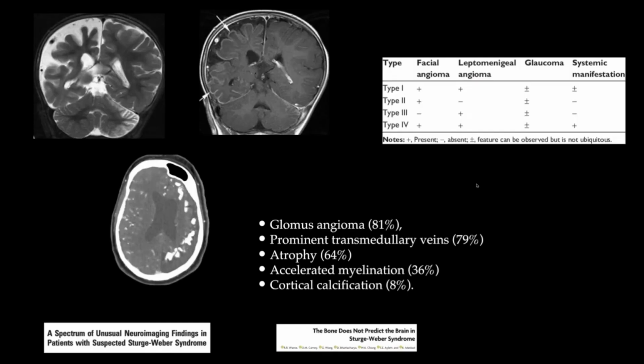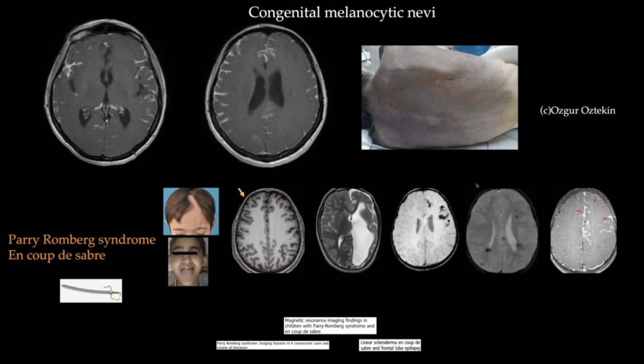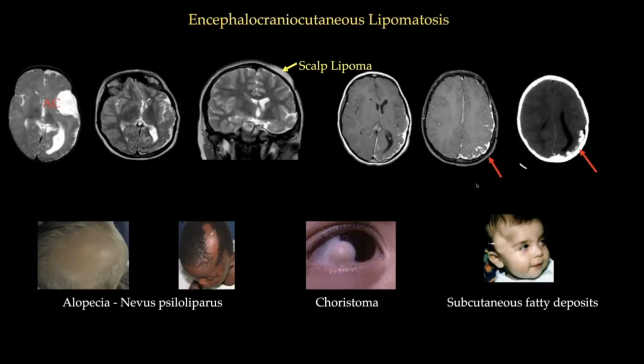So based on the findings, though there is no cutaneous abnormality, we thought of a possibility of a type 3 Sturge-Weber syndrome, which can present with unilateral cerebral atrophy, leptomeningeal enhancement and gyriform calcifications. Other neurocutaneous syndromes, though the cutaneous features are absent, can have similar imaging features: congenital melanocytic nevi, Parry-Romberg syndrome, encephalocraniocutaneous lipomatosis.